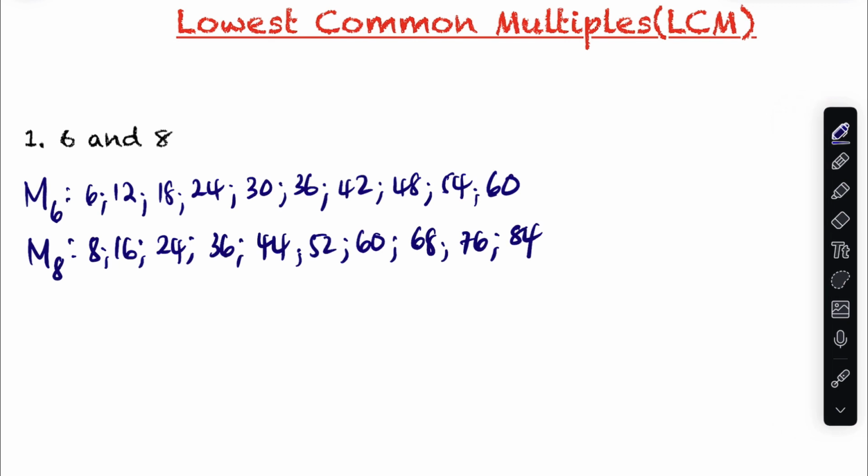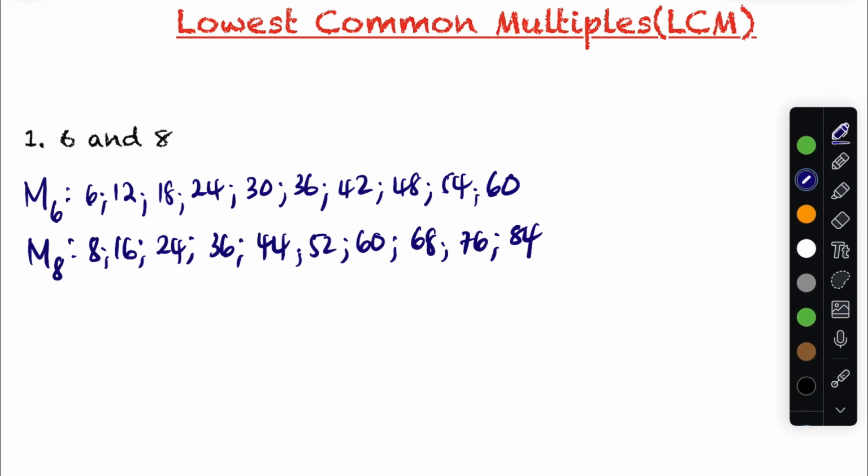So from those 10 multiples, let's get the common multiples. The common multiples there, let me highlight them. It's 24, right? And another one is 36, right? And another one is 60. Those are the common multiples there.